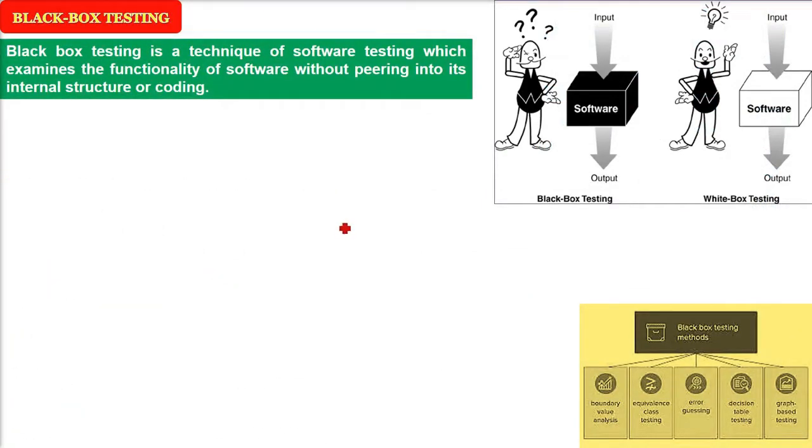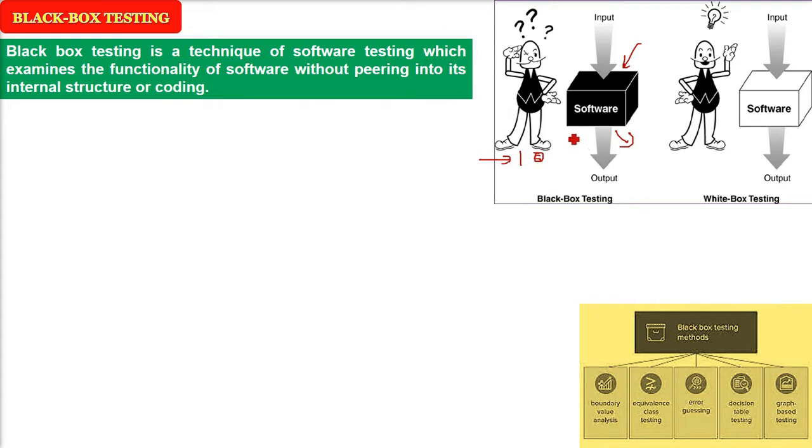Black box testing. Now, in black box testing, the user is not aware of what is inside. He will only check for the functionality. So this is the technique for software testing. This is the technique of test case design which examines the functionality. For example, if 10 functionalities are there, he'll test for 10 functionalities.